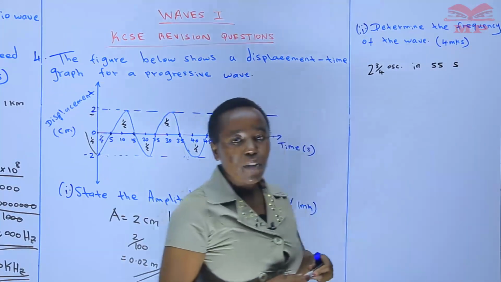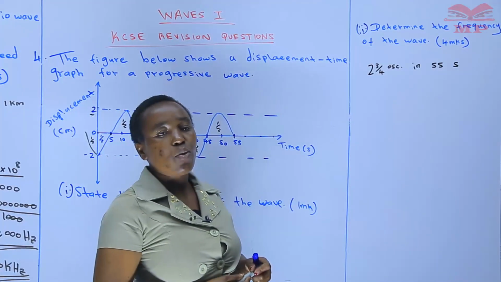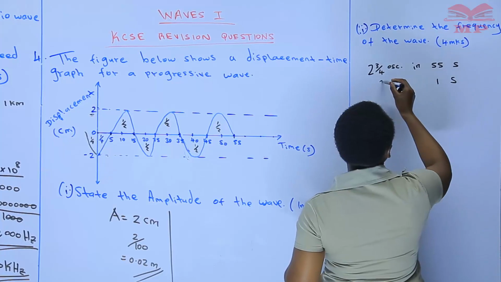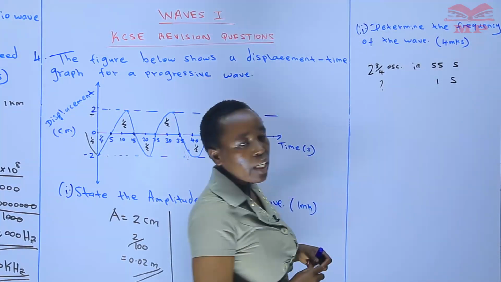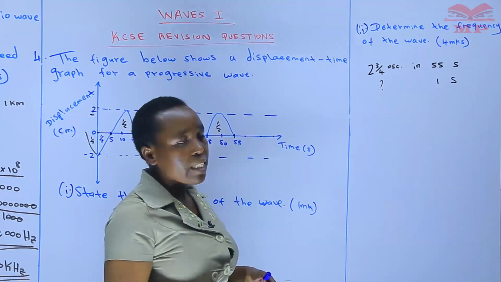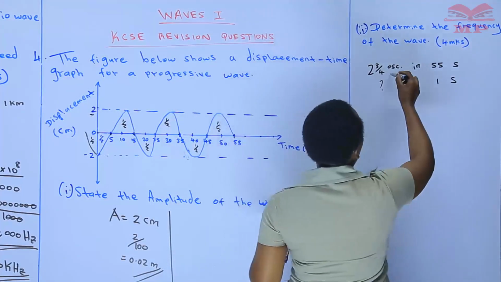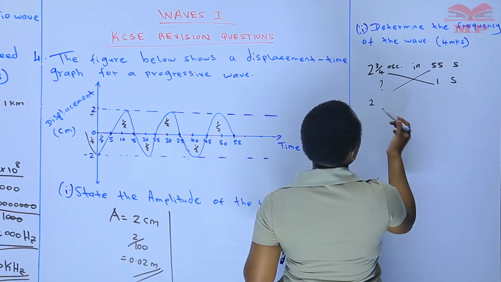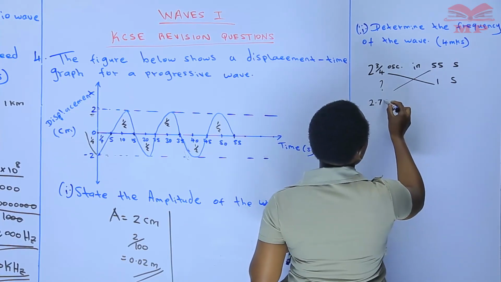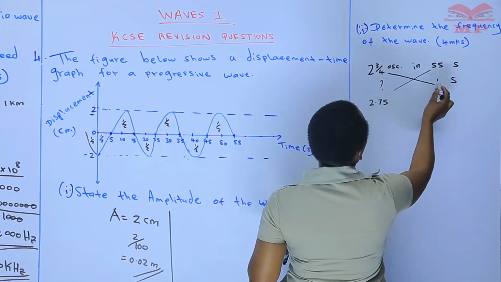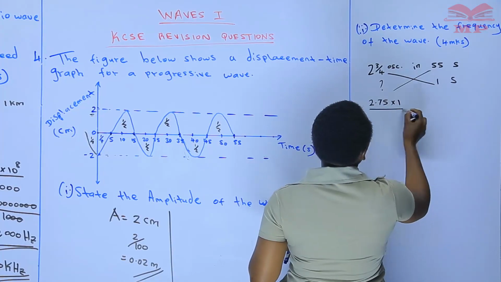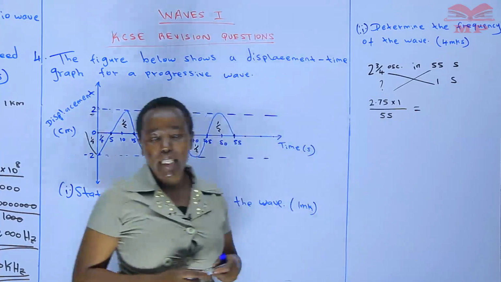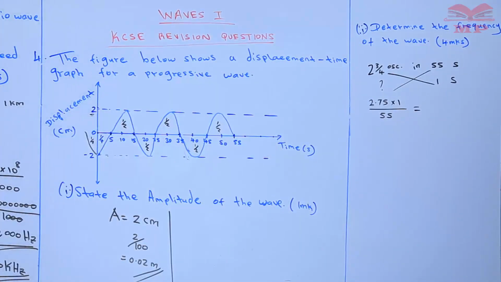And since we are saying frequency is the number of oscillations in 1 second, so we ask ourselves, what about in 1 second? How many oscillations are those? And that is our frequency. So we are going to have it as this, 2 3/4. 2 3/4 is the same as 2.75 multiplied by 1 divided by 55. So what do we end up getting as our frequency? You can use your calculator.